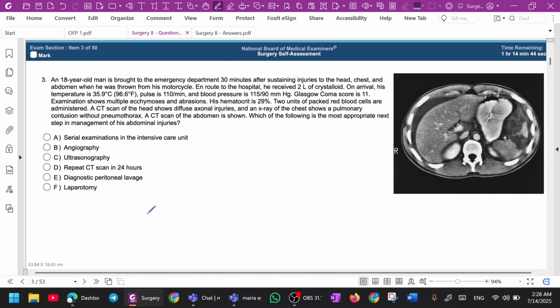His hematocrit is 29. 2 units of packed red blood cells are administered. A CT scan of the head shows diffuse external injuries, and X-ray of the chest shows pulmonary contusion with pneumothorax. CT scan of the abdomen is shown. Which of the following is the most appropriate next step in the management of his abdominal injuries?